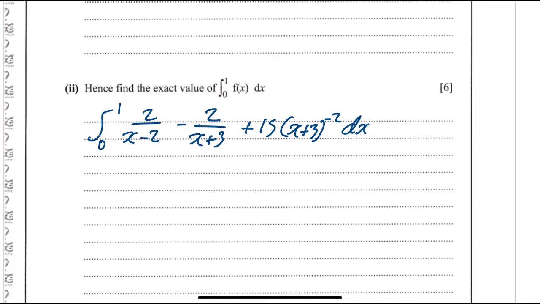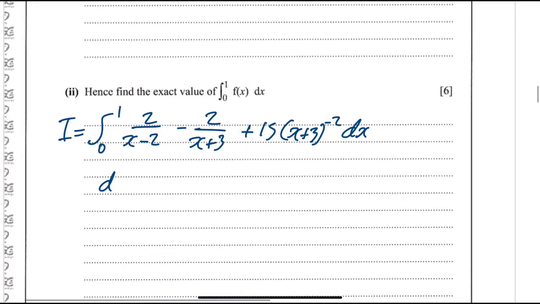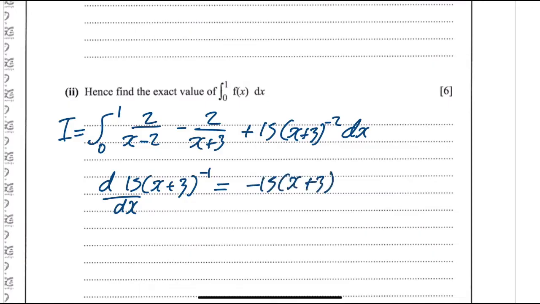Okay, the first two are really easy to integrate. I'll call that my I, that's my integral. I'll come back to that in a wee second. I'm going to integrate this one by inspection. What I mean by that is I'm going to raise the power by 1 and differentiate and see what I get. So I'm going to differentiate just 15(x plus 3) to the minus 1 and see what I get. Differentiating that, you get a minus, and 15(x plus 3) to the minus 2.